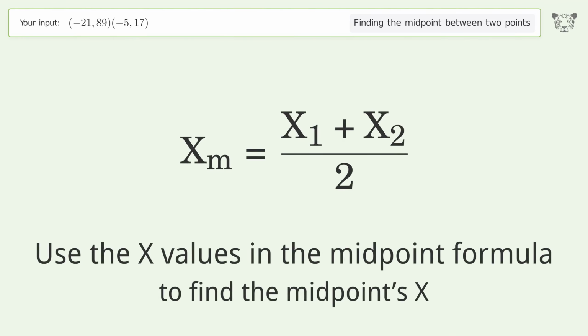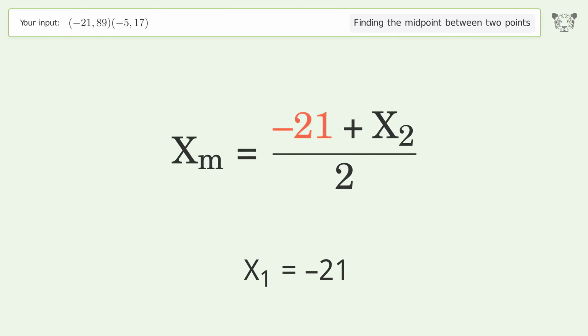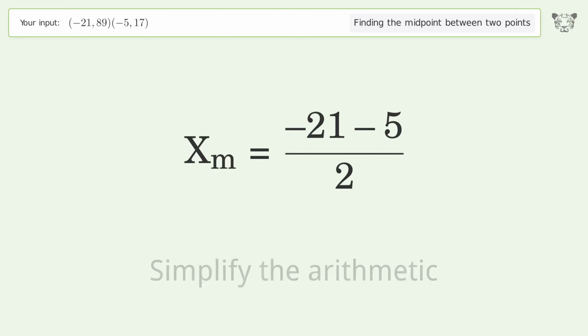Use the x values in the midpoint formula to find the midpoint's x. x1 equals negative 21. x2 equals negative 5. Simplify the arithmetic.